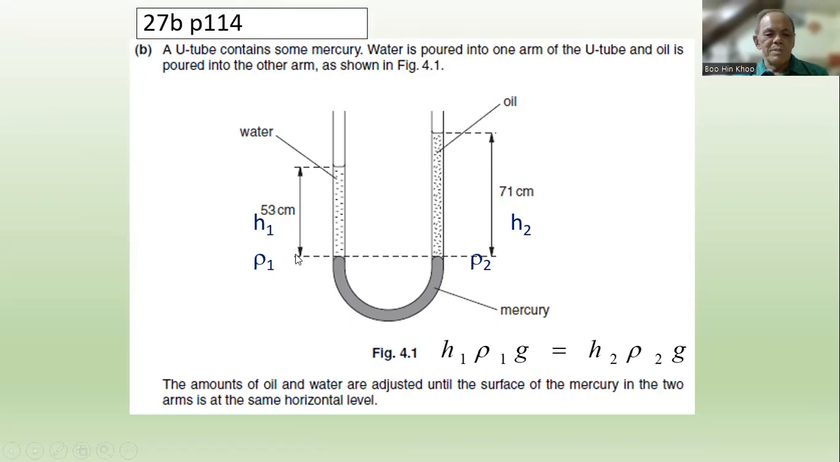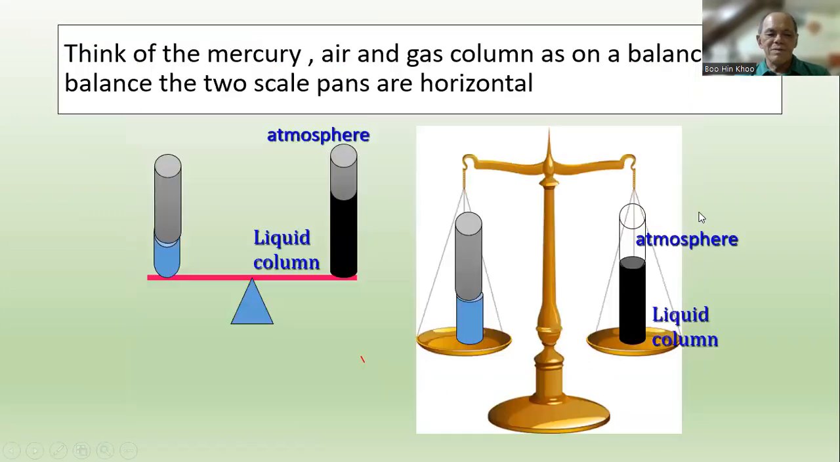So there's application. We take it at the same level. The liquid has a height H1, density rho 1. The second liquid, oil, has density rho 2, height H2. So the pressure at this level is the same. H1 rho 1 G, H2 rho 2 G. We choose the same level.